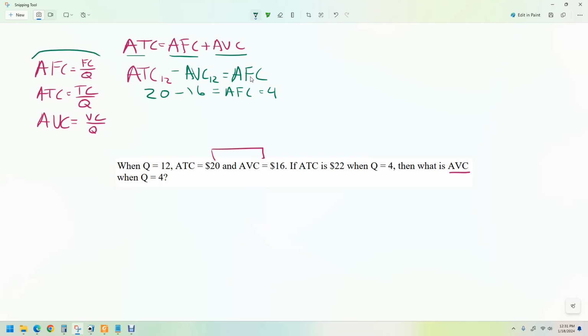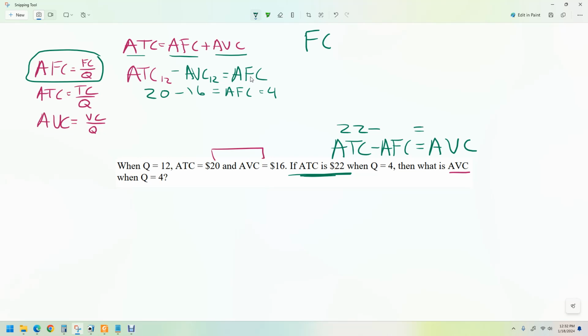Why is that important? Well, now I can use this formula to figure out what our fixed costs are, because our fixed costs are going to stay constant in the short run in microeconomics. If we can figure out what that fixed cost is, we can use that to calculate the difference, and whatever the difference between average total cost and average fixed cost is, that's your average variable cost. So I'll rewrite this here: average total cost minus average fixed cost equals average variable cost. We already have this part, so we already have 22. Once we know what this is, we know what the average variable cost is, and we know the answer.